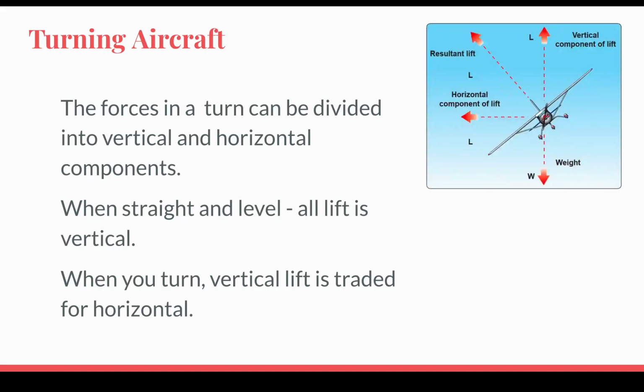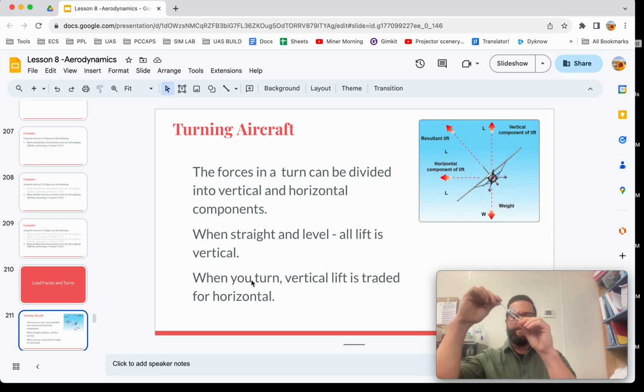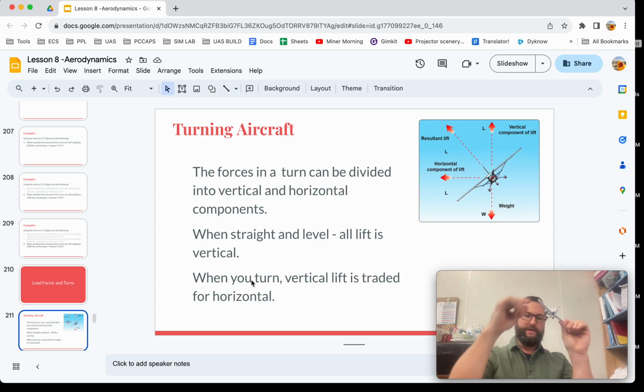All right, let's talk about load factor and turns. The forces of a turn can be divided into vertical and horizontal components of lift. When you're straight and level, all the lift's vertical. It's all pushing up on the airplane. When you turn, though, we trade a little bit of that vertical lift for some horizontal lift. When we turn, we lose vertical lift and get more horizontal lift. That's why when you're flying the simulator and you turn, the nose drops. You've got to pull back. You've lost vertical lift.